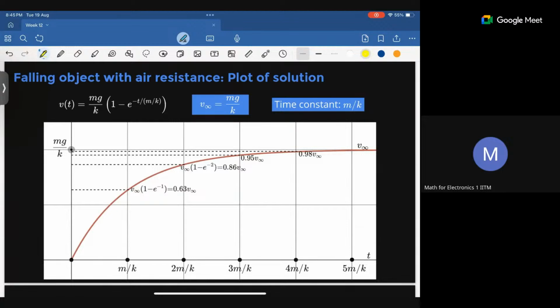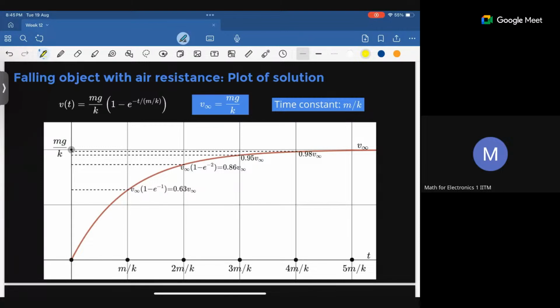into 1 minus e power minus t by m by k. So it is written slightly different. It is minus kt by m, written like minus t by m by k. And this m by k is like a time constant. It is called the time constant. So we'll see how the speed is being changed in particular intervals of time. So m by k, 2m by k, 3m by k, 4m by k, 5m by k, like that.